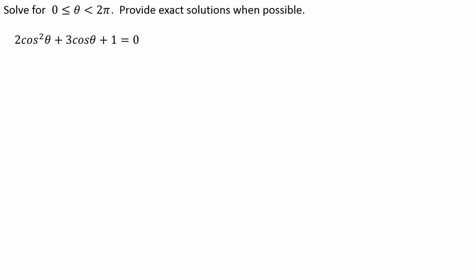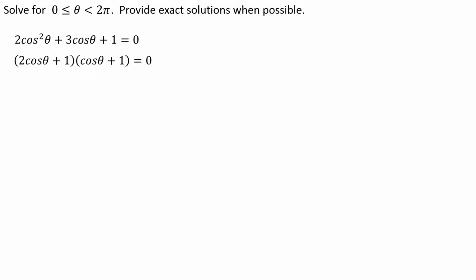Okay, I see theta in more than one location. Cosine squared theta and cosine theta are not like terms, so I cannot combine them. Since I cannot combine them, I know I'm going to have to do something besides undoing the order of operations. Again, I prefer to factor if possible. Looks to me like it would be 2 cosine theta plus 1 times cosine theta plus 1.